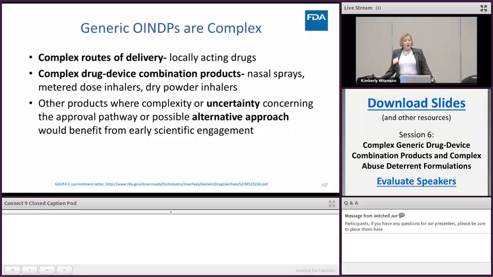So now, having said that, moving on to just the orally inhaled and nasal drug products as an example. Again, reminding that these are complex products specifically. They are complex not only because they have complex routes of delivery and are locally acting drugs, they also have the complex drug-device combination product aspect of them, including the nasal spray, metered-dose inhalers, dry powder inhalers, and soft mist inhalers. But they also have complexity or uncertainty concerning the approval pathway or possible alternative approach. So any of these could benefit from early scientific engagement. And in that case, if you have other questions in addition to your device design, or larger questions about your development program, this is when a pre-ANDA meeting request could be really helpful to you.